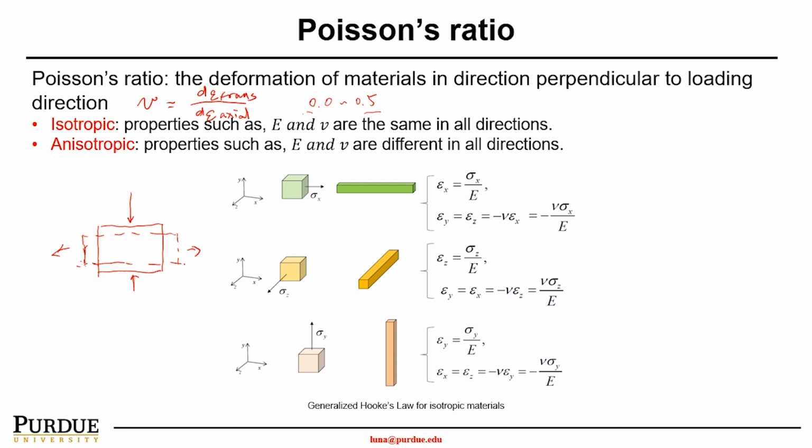For instance, with composites, if I have fibers and a polymer loaded with alignment in a different direction, the material would be very anisotropic.